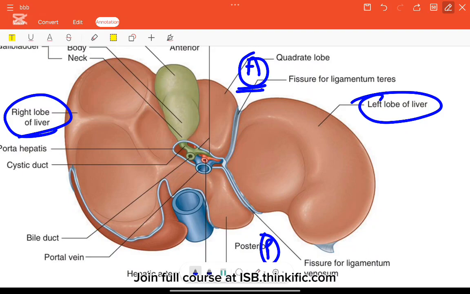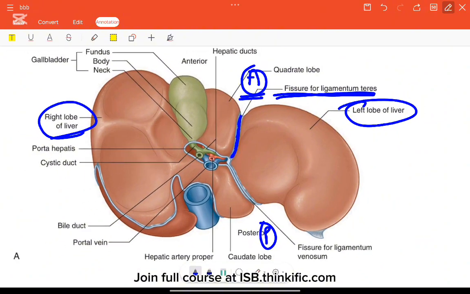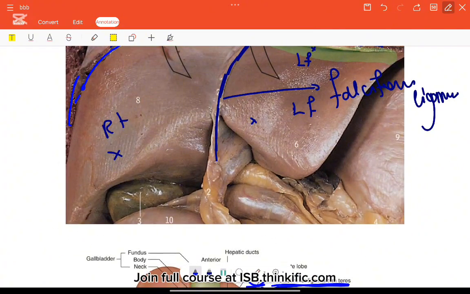Anteriorly, between them is a groove, a fissure. This fissure is called the fissure for ligamentum teres. Actually, it's a remnant of the umbilical vein. In the embryo, we talked about it in thorax anatomy in detail, but it's the fissure of ligamentum teres. It used to be the umbilical vein. What's ligamentum teres? If you see in this diagram, 2 is ligamentum teres. Ligamentum teres is actually a ligament which is a fibrotic remnant of the umbilical vein. It connects liver to umbilicus.